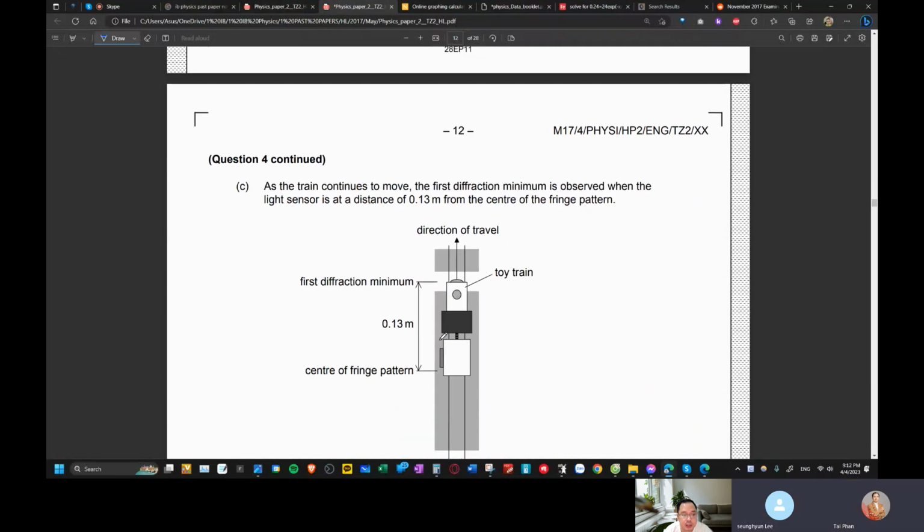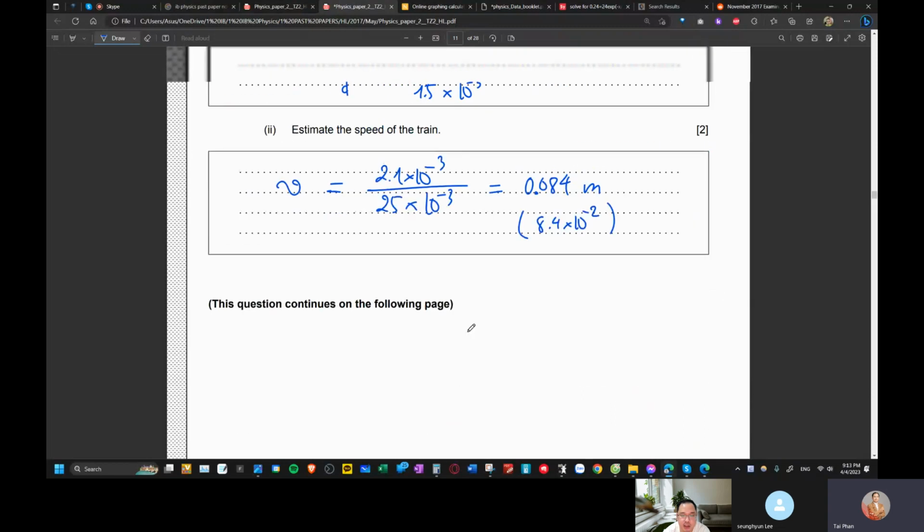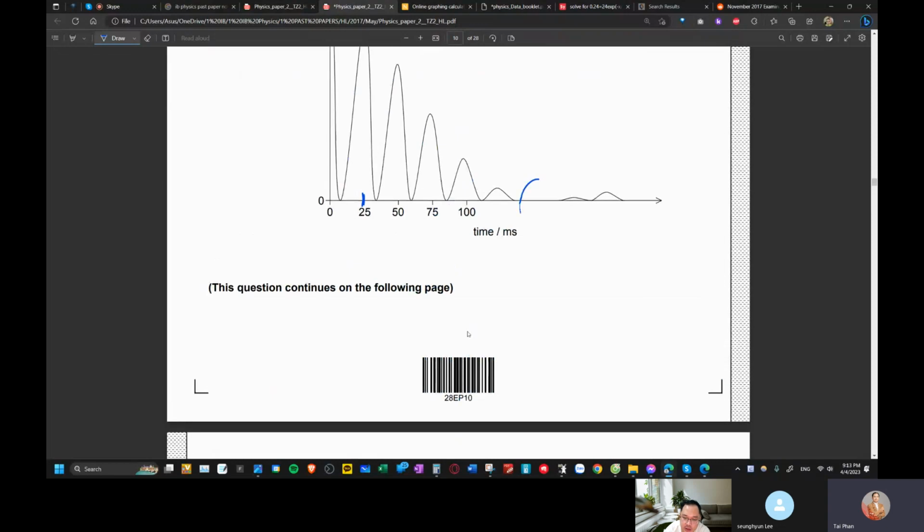Question C. As the train continues to move, the first diffraction minimum is observed when the light sensor is at a distance 0.13 meter from the center of the fringe pattern. The minimum they are talking about here, 0.13 meter from the center, is this place. This is the first diffraction minimum, the darkest minimum.